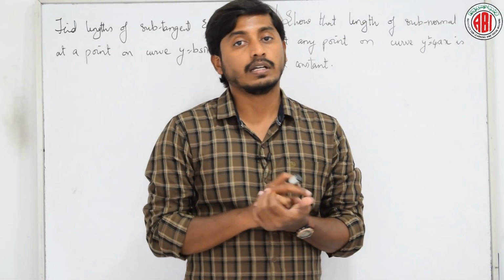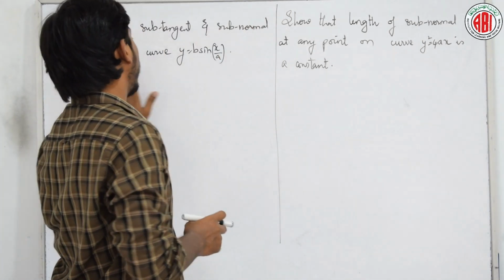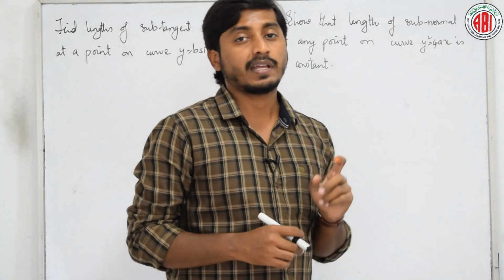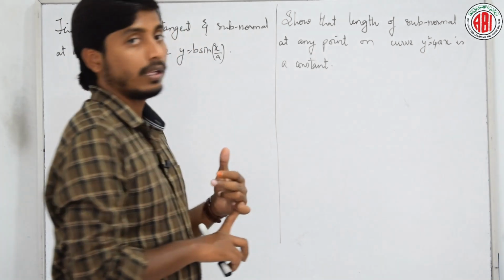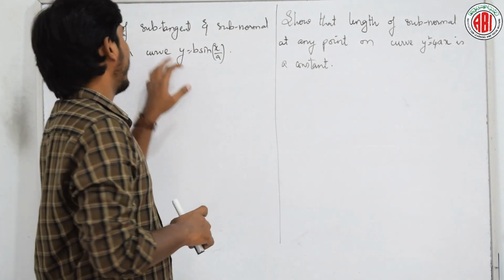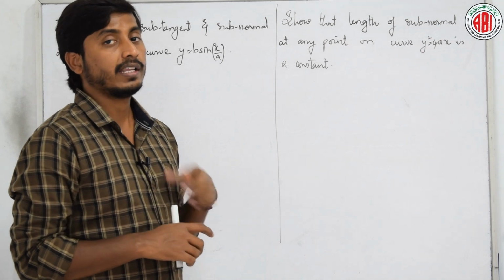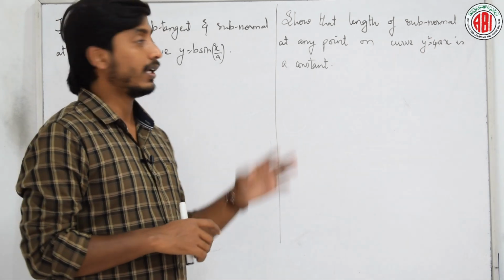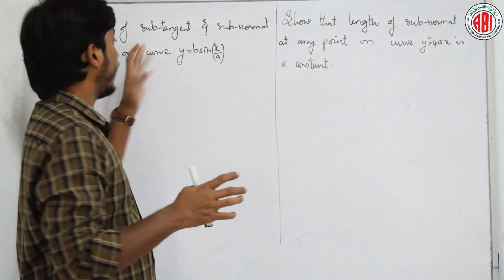Look at the question here. He is asking us to find the lengths of subtangent and subnormal at a point on this curve. What is the formula for the length of a subtangent? The length of a subtangent is y by m, and subnormal is y into m. So, in order to find that, we have to find m. In order to find m, we need a point. Did they give any point? No. They told us to take any point on the curve.